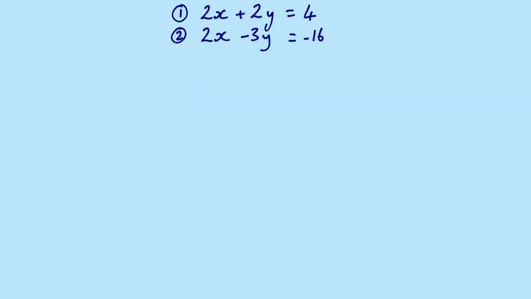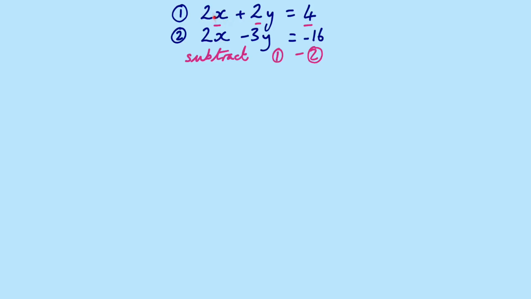So let's have a look at this example. As we can see, these two terms, the x's, have got the same coefficient, which is 2. They are the same signs, therefore we're going to subtract these two equations. So we're going to subtract equation 1 from 2.